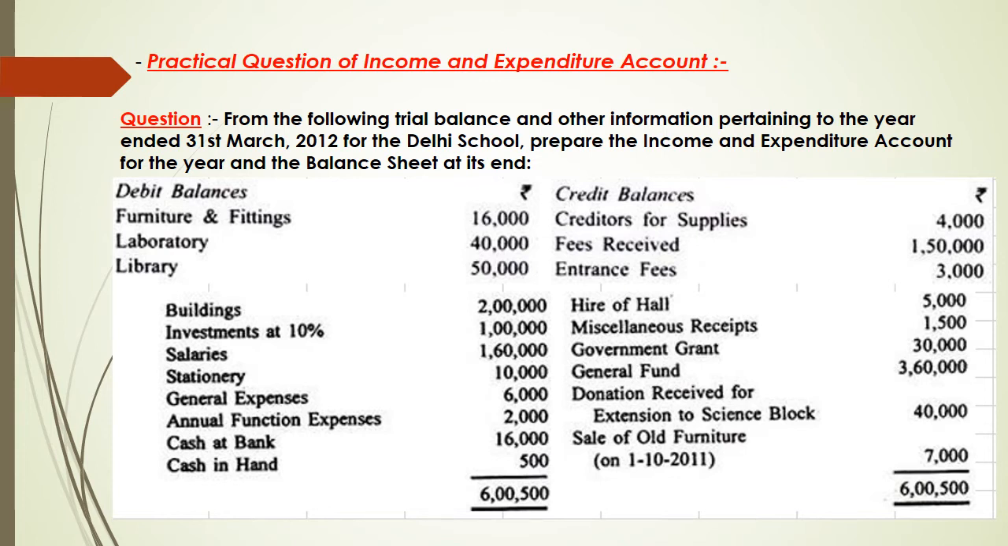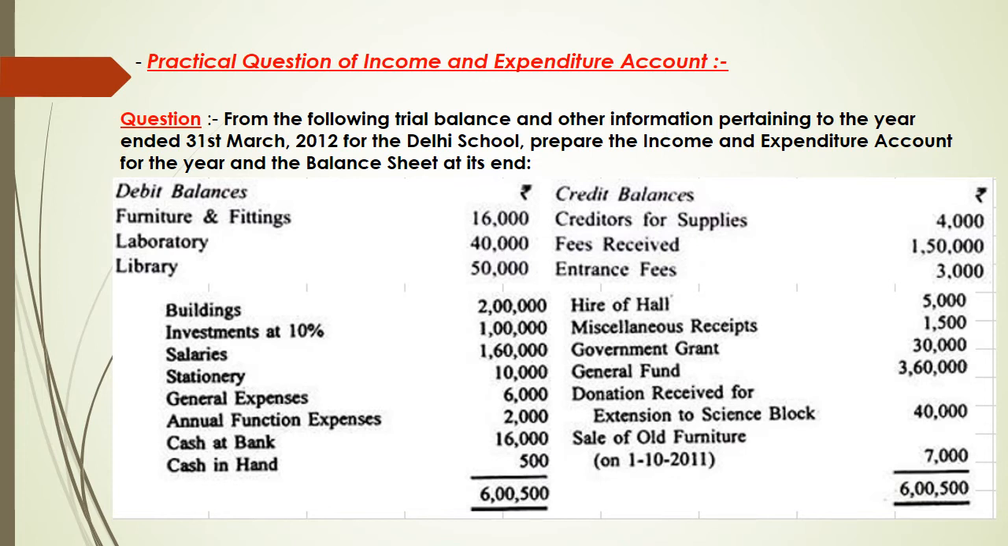Furniture and fitting is 16,000, laboratory 40,000, library 50,000, building 2 lakh, investment at 10% is 1 lakh, salaries 1 lakh 60,000, stationery 10,000, general expense 6,000, annual function expenses 2,000, cash at bank 16,000, and cash in hand 500.